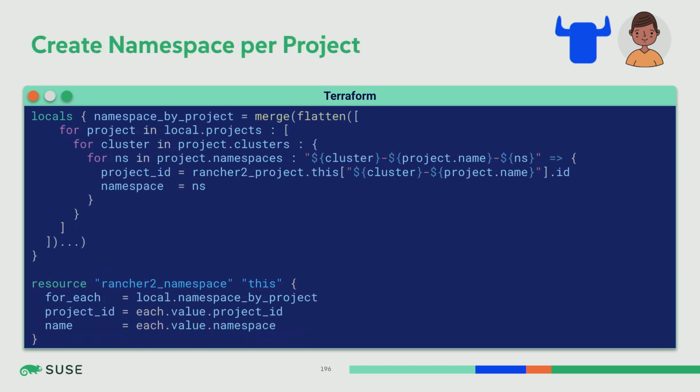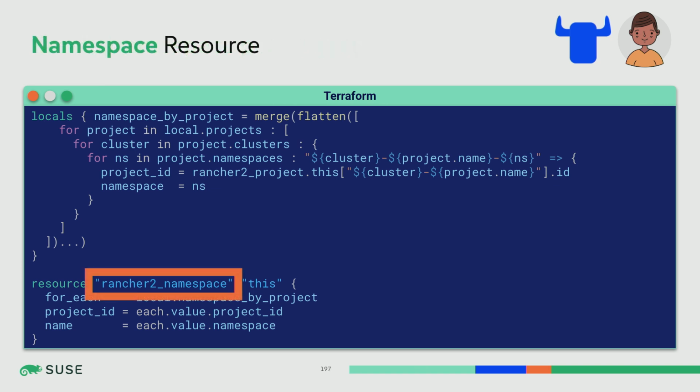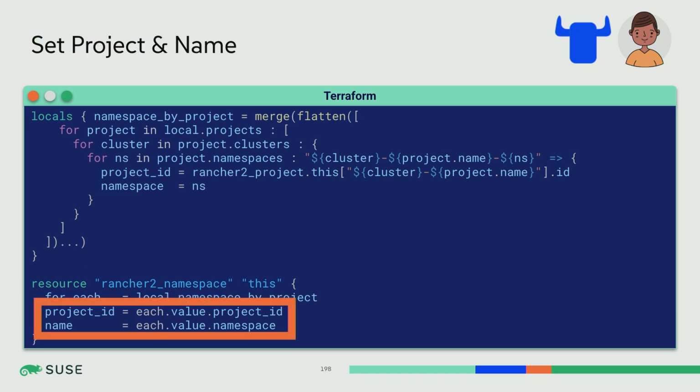Then, using the namespace by project, I will create the namespace resources on every project. So there is one namespace per project per downstream cluster. We have 3 downstream clusters and 3 projects, so 9 namespaces to create. And then get the loop from namespace by project, as I explained during the transformation slides.